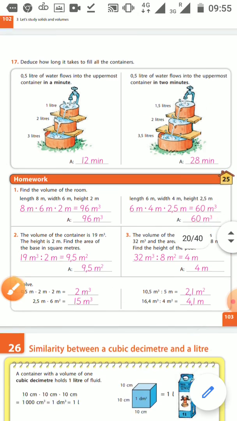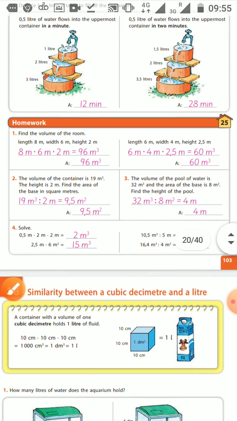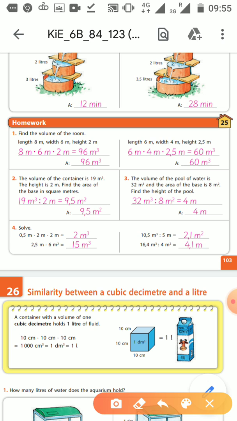Okay, moving down to homework. Well, this is just a recap really on learning. So have a look at the answers here. Example, find the volume of the room. 8 times 6 times 2. Answer is 96 meters cubed. Remember in your answers to get the correct units as well, guys. Okay, so that you're able to get the answer fully correct.